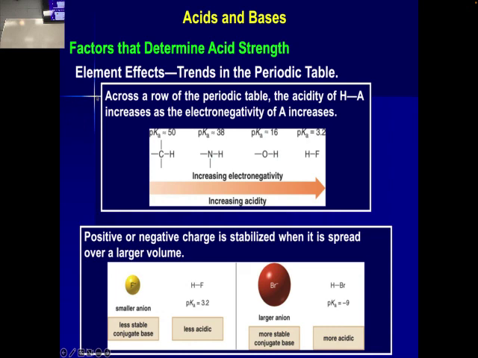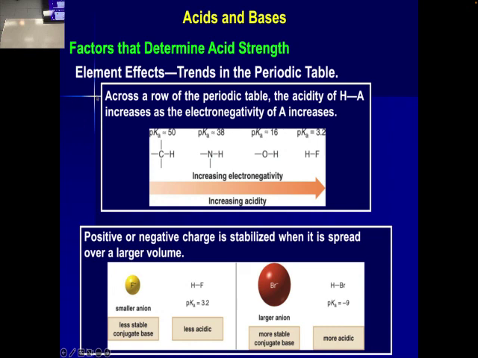Doesn't affect it that much. Well, I go from a pKa of 3.2 for HF to a pKa of -9 for HBr. Weak acid, strong acid. So when you go down the periodic table, it gets stronger acid? It does. Why is that?